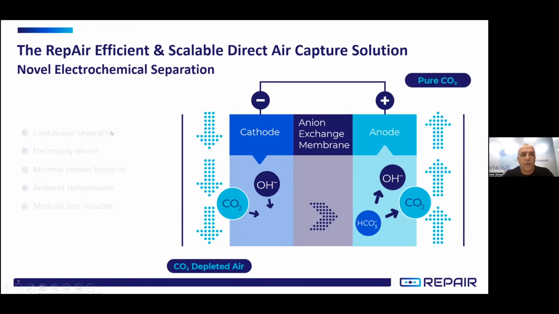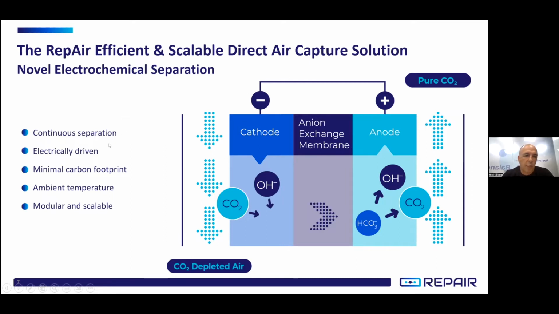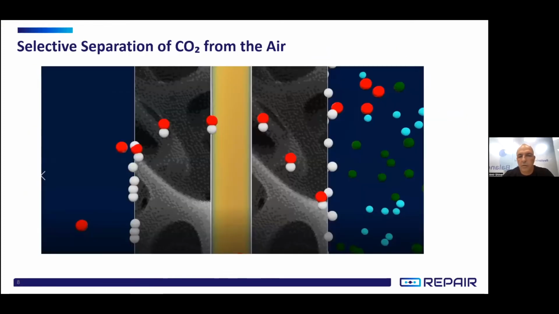So what we have here is a continuous separation process that is driven solely by electrical energy that will eventually, at scale, come solely from renewable sources. Importantly, it is carried out at or around ambient temperature, so no additional heat source is required for the process, and it's very modular and therefore will be relatively easy to scale.